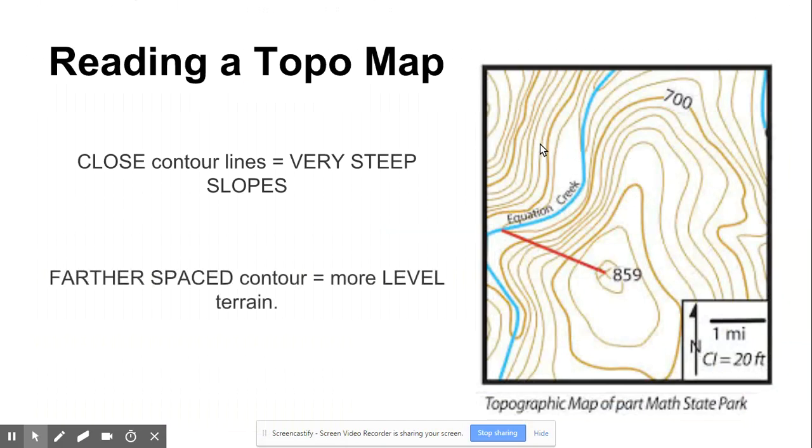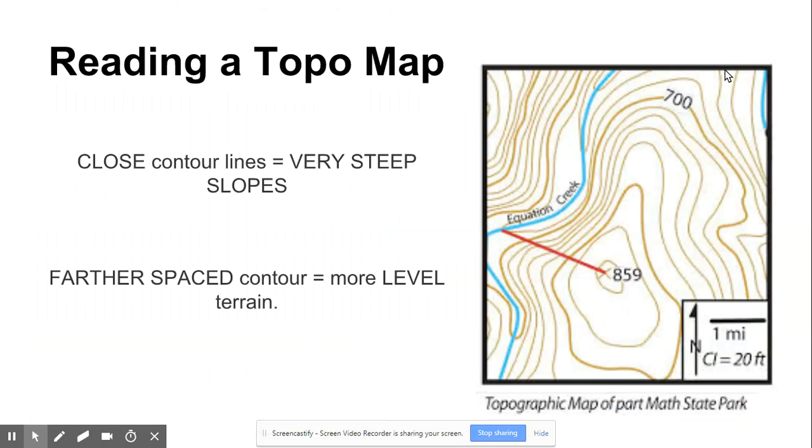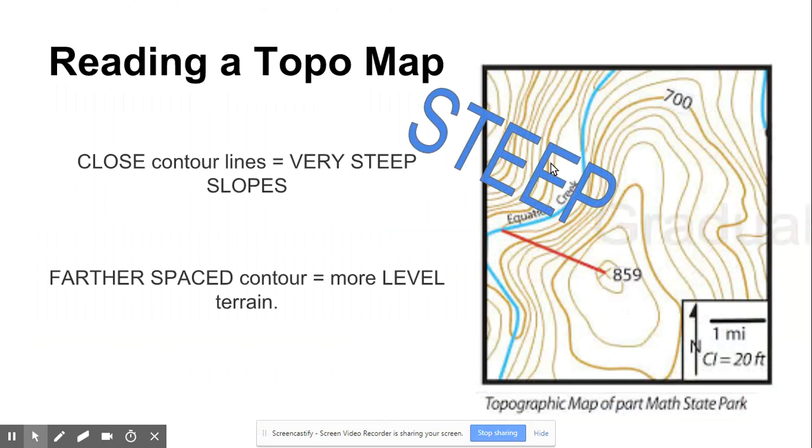Contour lines that are farther spaced are more level terrain. If you look at this right here, because it's spaced out so far, this is very, very level or gently sloping. So this area would be relatively flat, while the contour lines very close together here would be very steep. Over here would be very steep. As you can see right there, steep, more gradual across the center.